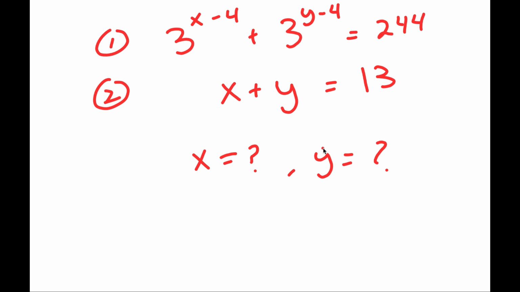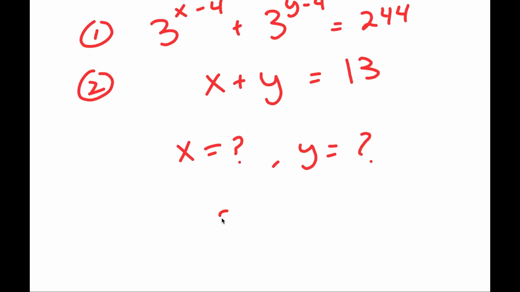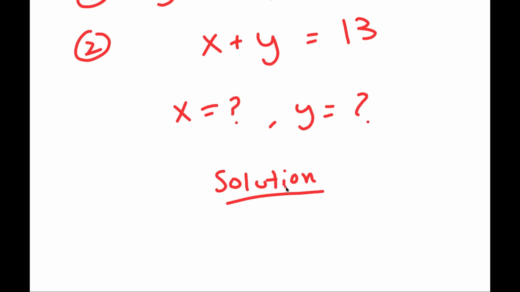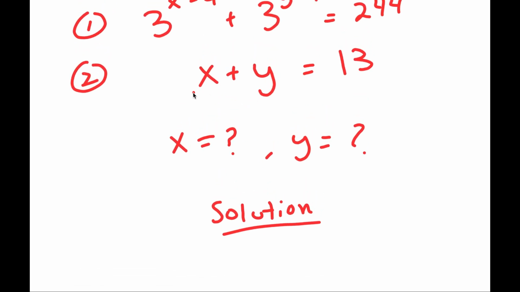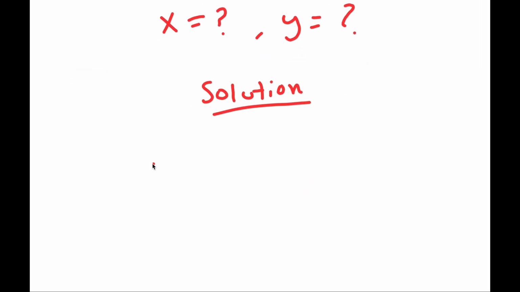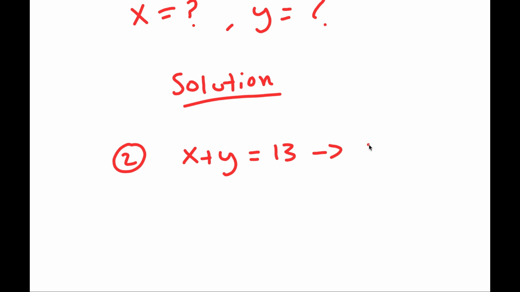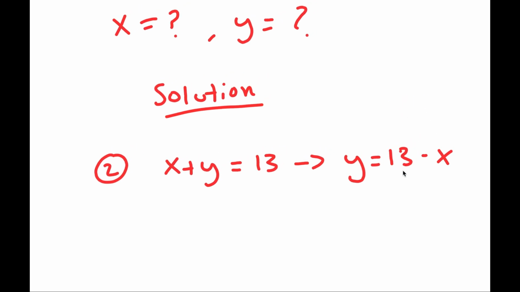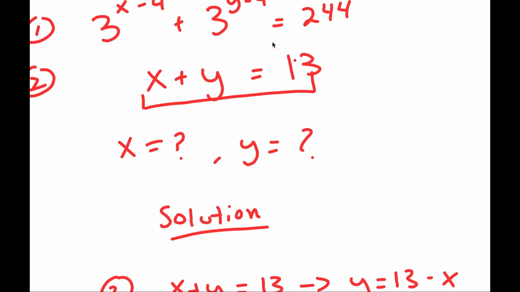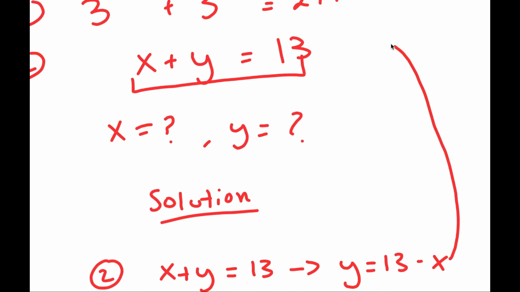So for my solution, I'm going to first start by rewriting my second equation. My second equation is x plus y is equal to 13, and I'm going to rewrite it to y is equal to 13 minus x. And the reason I'm doing this is so that I can plug in this value of y into my first equation here.